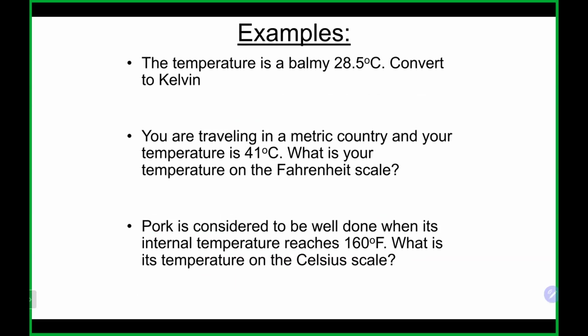So the first one here, we have Celsius and we want Kelvin. So again, our formula here to get our temperature in Kelvin, we're going to take our temperature in Celsius. Again, we're going to add 273.15. And we're going to put our 28.5 plus 273.15.